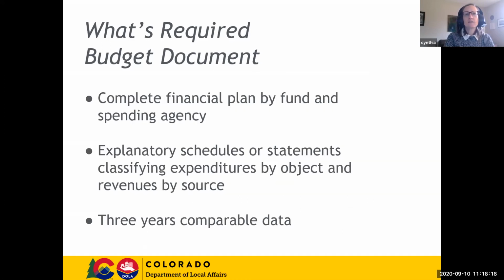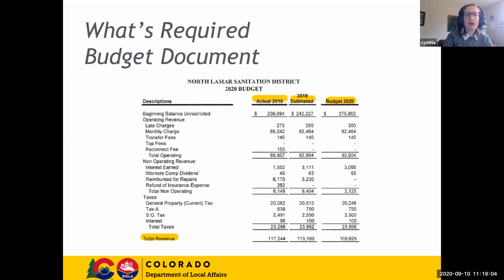And then the budget law talks about the actual schedule of where the numbers are, the schedule of revenues and expenditures. These are some of the phrases that the budget law uses. It says it should be a complete financial plan by fund and spending agency, and should have explanatory schedules of expenditures by object and revenues by source, and then should include 3 years of comparable data. So for a 2021 budget, that would be a 2021 budget column, a 2020 estimate column, and a 2019 actual column. And here's an example from the North Lamar Sanitation District.